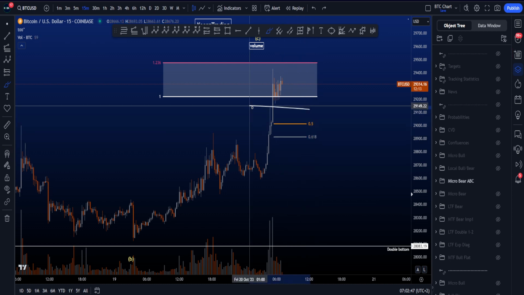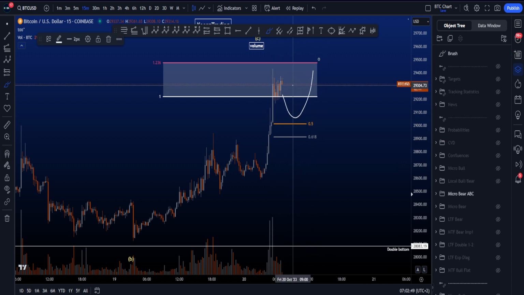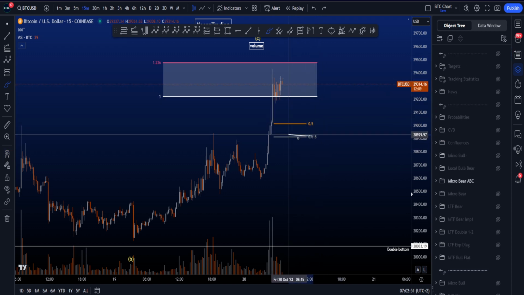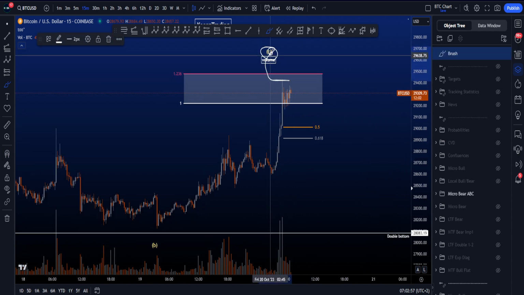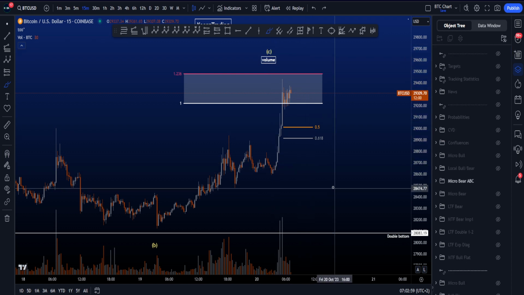Preferably it bounces on the 0.382 or the 0.5 and keeps continuing to the upside. So the moment the 0.618 is hit, that's the moment where we have to think twice and be like, there might be some probabilities increasing for this being a wave C and then a move towards the downside.